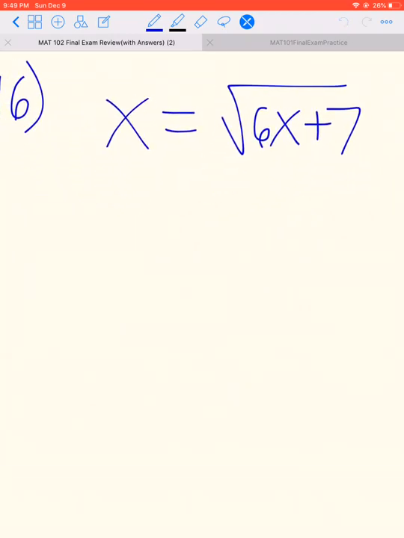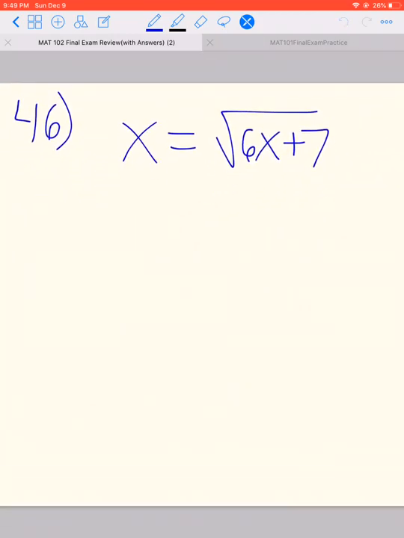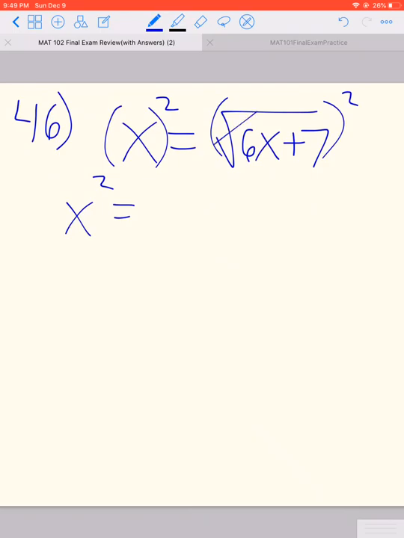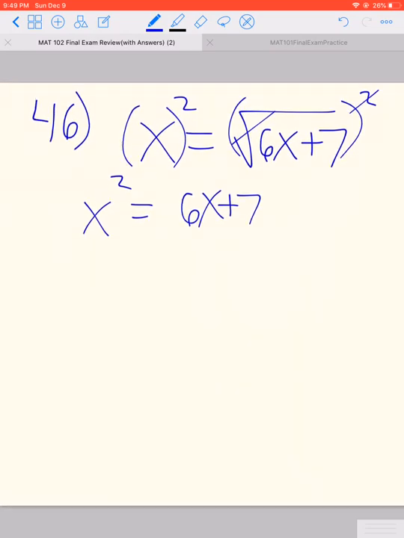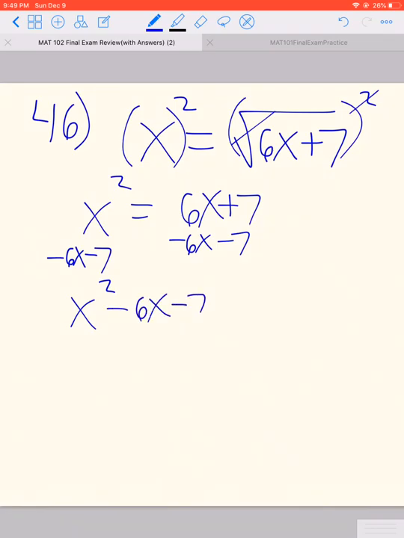If we take a look at question number 46, again, we want to get a square root on one side by itself. We already have that. So we can now proceed to squaring both sides. The left-hand side squared gives us x squared equals, on the right-hand side, the square root and the square cancel. So we get 6x plus 7. This ends up being a quadratic equation. We need to get one side to 0. So I'm going to subtract 6x and subtract 7 from both sides. x squared minus 6x minus 7 equals 0.